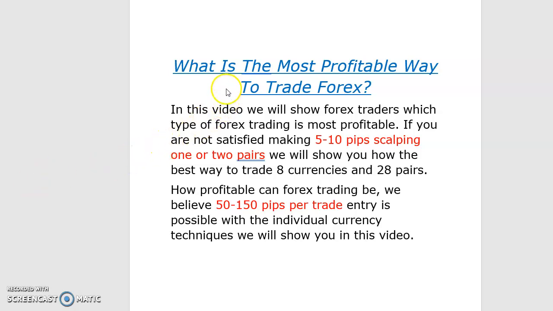Okay, in this video, we're going to show Forex traders what is absolutely the most profitable way to trade the Forex market. Most Forex traders have a certain paradigm where they're trading using technical indicators on the same pairs over and over again. They're making 5 to 10 pips scalping one or two pairs like the Euro USD. But we're going to show traders how to expand their trading to 8 currencies, 28 pairs, with movement cycles of 50 to 100 pips per trade, and this is in one trading session using the indicators and techniques that we're going to show you in this video.